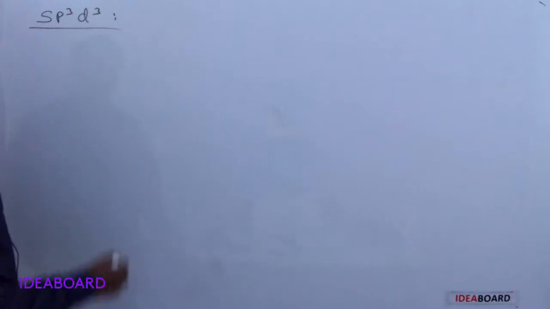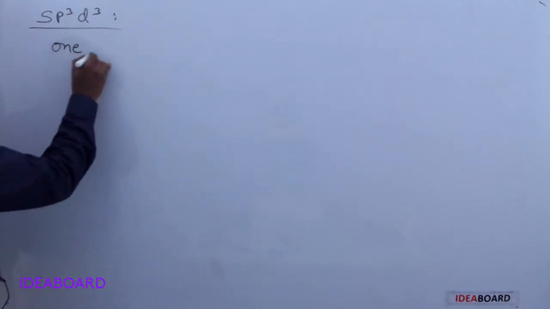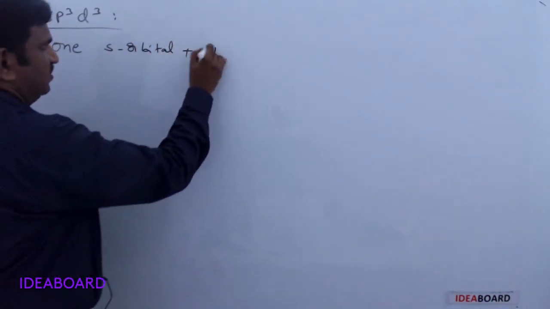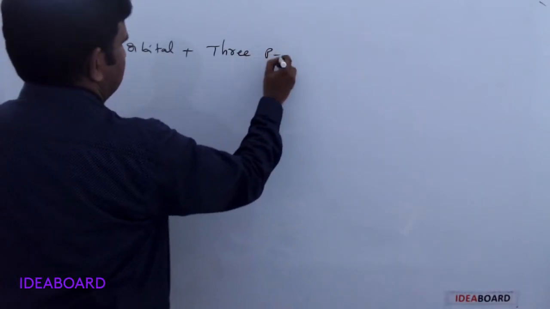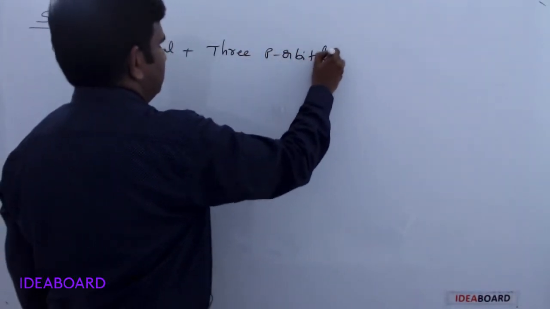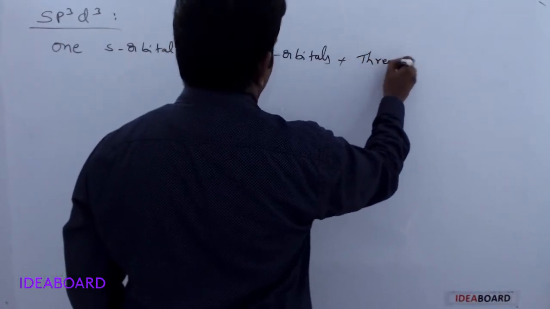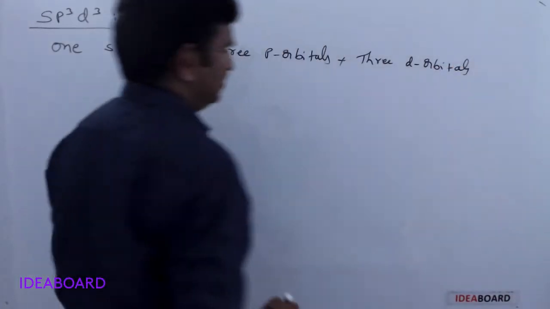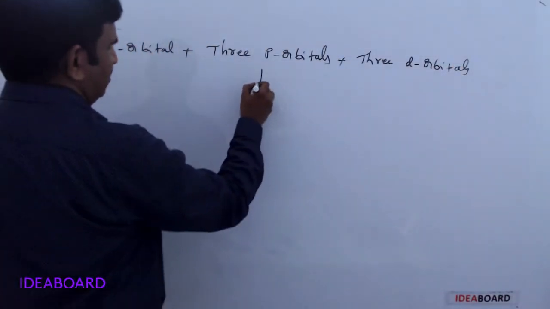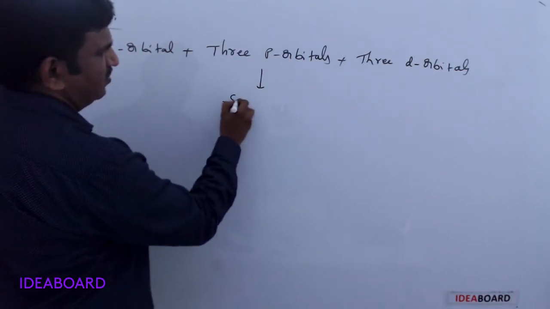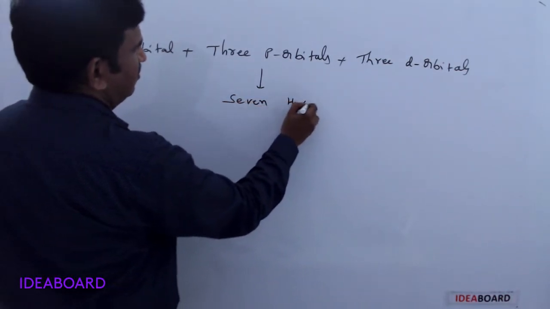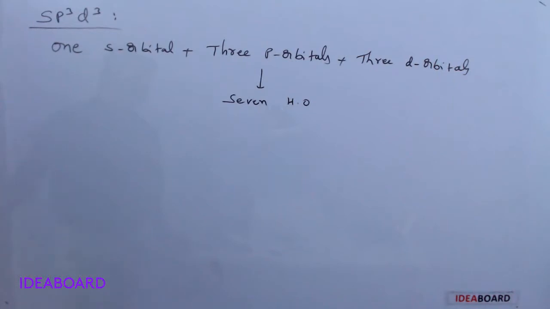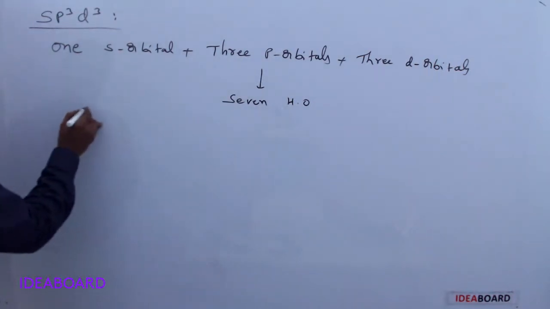Here the definition for the sp3d3 hybridization is the process of intermixing of one s orbital plus three p orbitals and 3 d orbitals. It is called sp3d3 hybridization, and after mixing how many hybrid orbitals will we get? That is 7 hybrid orbitals. 1 plus 3 plus 3, a total of 7 hybrid orbitals are formed, that is sp3d3 hybridization.